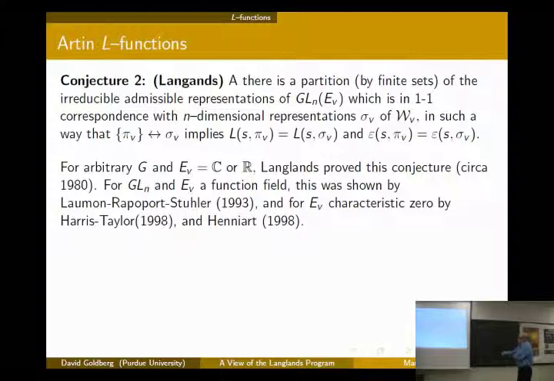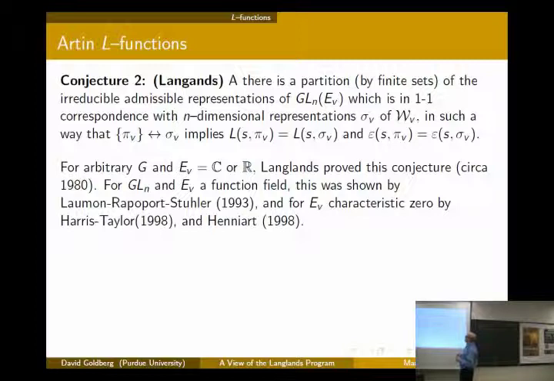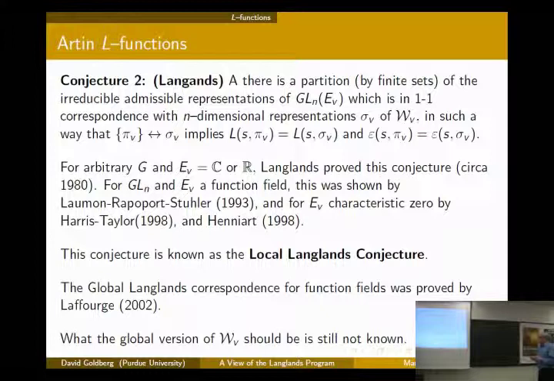In fact, Langlands proved this conjecture, it's hard to tell really when he proved some things because he didn't publish a whole lot. It was not until 1995 or something that he finally allowed somebody to publish it, but sometime around 1980. And then there was a proof over a function field in 1993 by Laumon, Rapoport, Stuhler. And then for characteristic zero, this was proved by Harris and Taylor in 1998. And Henniart had another proof, a simpler proof. This is what's known as the local Langlands conjecture. So this was a big deal.